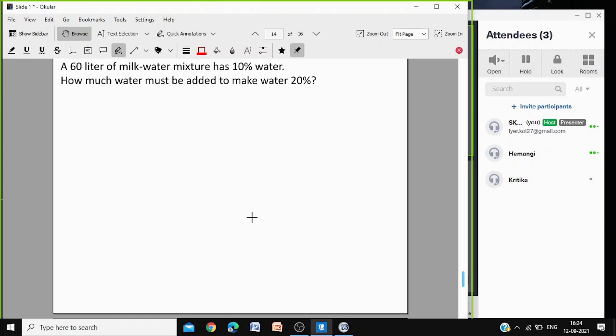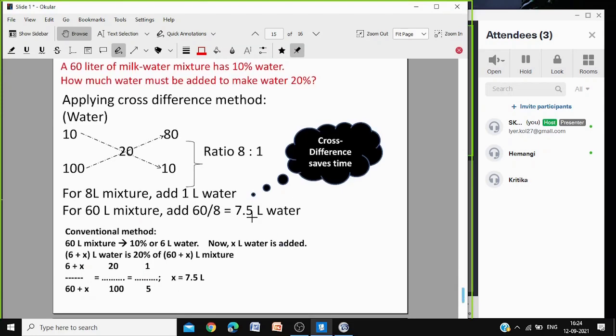A 60 liter milk water mixture has 10% water. How much water must be added to make water 20%? It is 10%, and now you have to add water to make it 20%. So again we come to cross difference, because you are mixing two things: the milk water mixture, where water is 10%, and pure water, which is 100%.